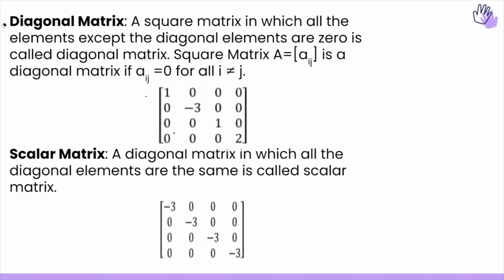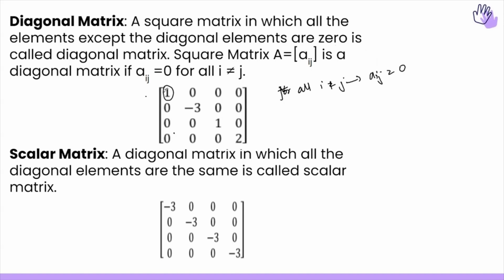Diagonal matrix, right? A square matrix in which all the elements except the diagonal elements are 0 is called a diagonal matrix. A square matrix, in the sense we have already discussed, is one in which the number of rows is equal to the number of columns. A square matrix Aij is a diagonal matrix if Aij equals 0 for all i not equal to j. Be very careful to observe. What are they saying? For all i not equal to j, Aij equals 0.